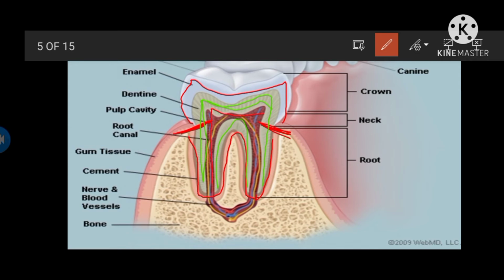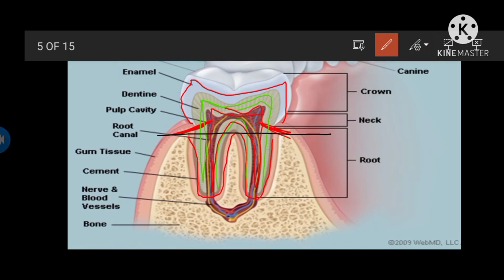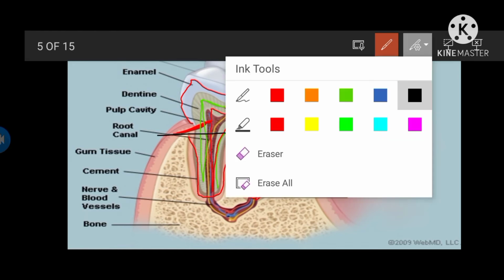This is the pulp cavity. It is divided into two parts, that is the pulp chamber which is in the crown portion and the pulp canal in the root portions.